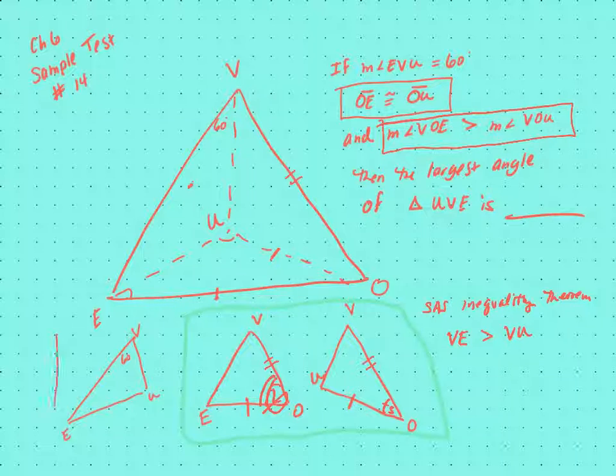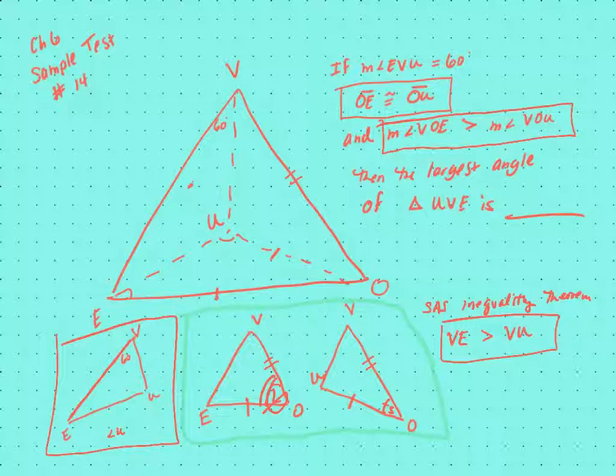Go back to this triangle now. We know that this angle is 60 degrees, and now we know VE is greater than VU. If VE is greater than VU, then the measure of angle U must be greater than the measure of angle E. So we know that angle U is greater than E. Again, I'm going to put the L for large, the S for small. And now the question is, how do they compare to 60 degrees?